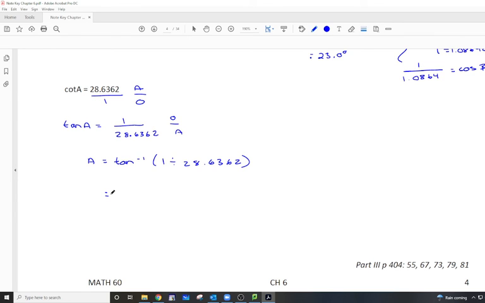And if I plug this into my calculator, what do I get? Inverse tan bracket 1 divided by 28.6362. I get 2.0 degrees. All right, so then we're on to part 3. Just a couple questions to practice within there.